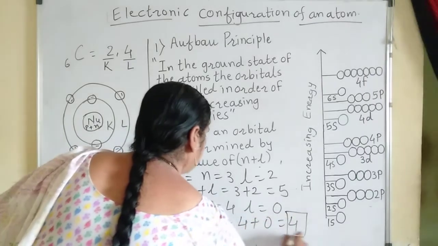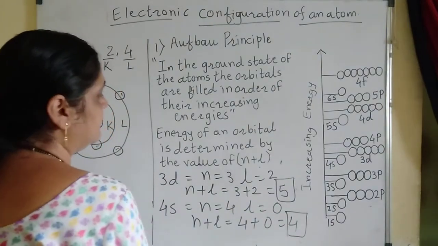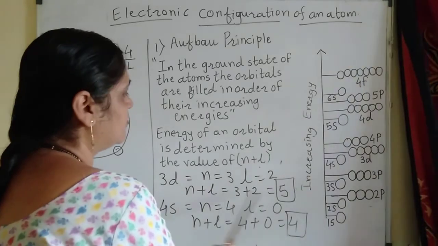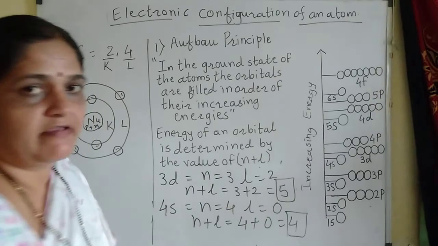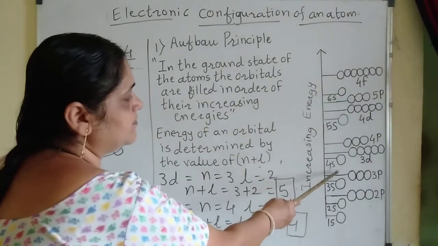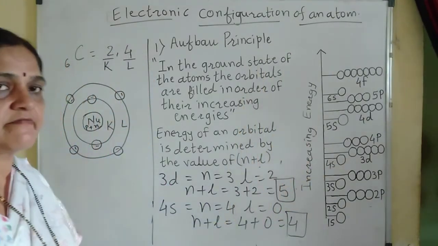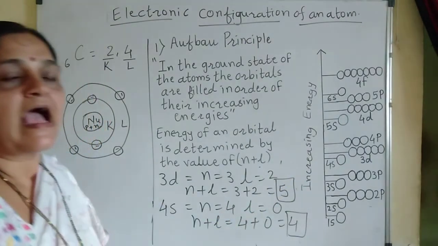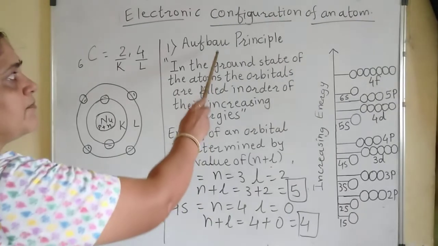Now from these values it is clear that the 4s orbital has lower energy because its n plus L value is 4, and for 3d orbital the n plus L value is 5. So the 3d orbital has higher energy as compared to the 4s orbital. Therefore, after 3p, the 4s orbital will be filled first and then the 3d orbital. This way, electrons completely fill the lower energy orbitals first and then enter higher energy orbitals. This is known as the Aufbau principle.